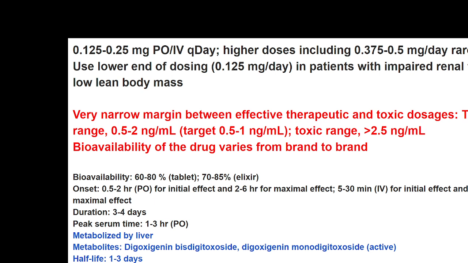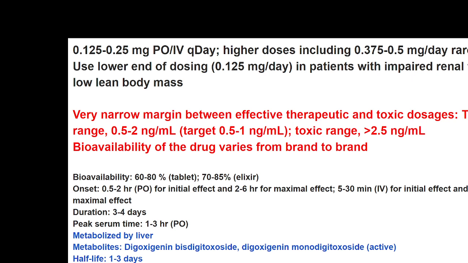The ideal dosage of digitalization or digitalis therapy, again, has a lot of confusing issues. Earlier there was a practice of using a digitalization dose, like an initial loading dose, but currently that has been ruled out. Earlier, in the 80s, the practice was to start with a heavy dose, digitalize, and then maintain a lower dose, what we call a maintenance dose.